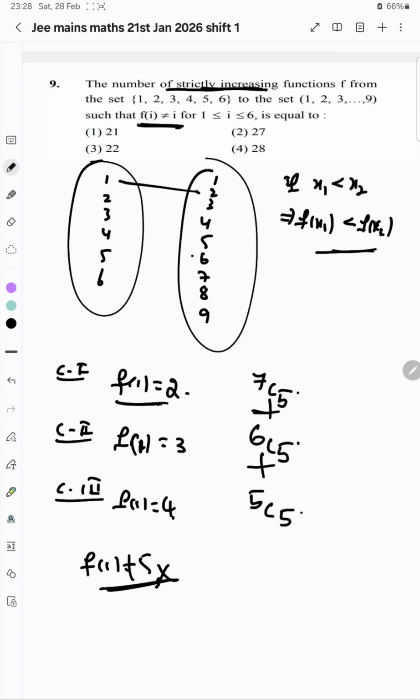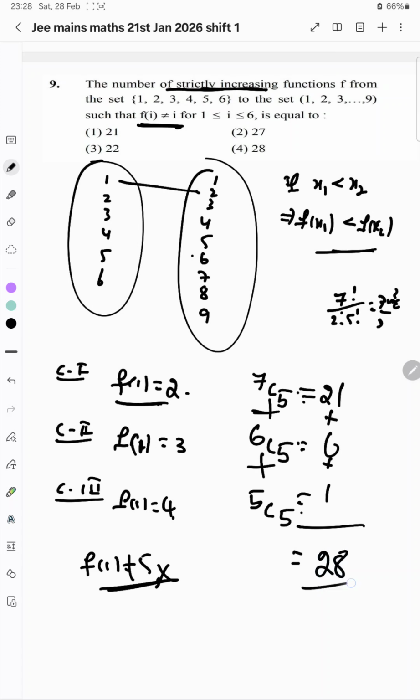Now for the total functions we can add. So 7C5 value first of all we can find. We have the nCr formula, n factorial by (n minus r) factorial into r factorial. So 7 factorial by (7 minus 5) factorial, 2 factorial, into 5 factorial. So you will get 7 into 6 by 2. 2 ones are 2, 3 sevens are 21, we will get here. Similarly, 6C5 value is 6, 5C5 value is 1. So 21 plus 6 plus 1 is equal to, how much will we get? 28. So the required number of strictly increasing functions is 28.